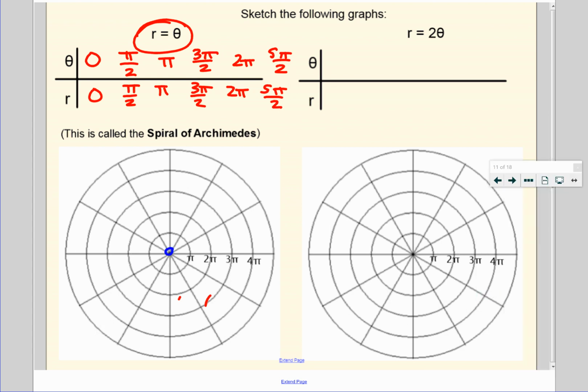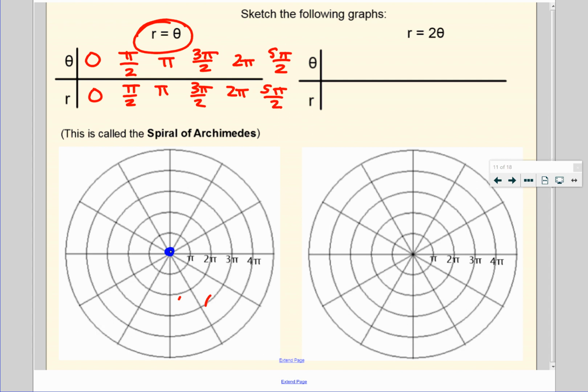Okay, right there. That's my first point. Pi over 2, pi over 2. So the first pi over 2 refers to the angle, which would be going up on the y-axis. We know where that is. The second pi over 2 tells us how far we are from the origin.